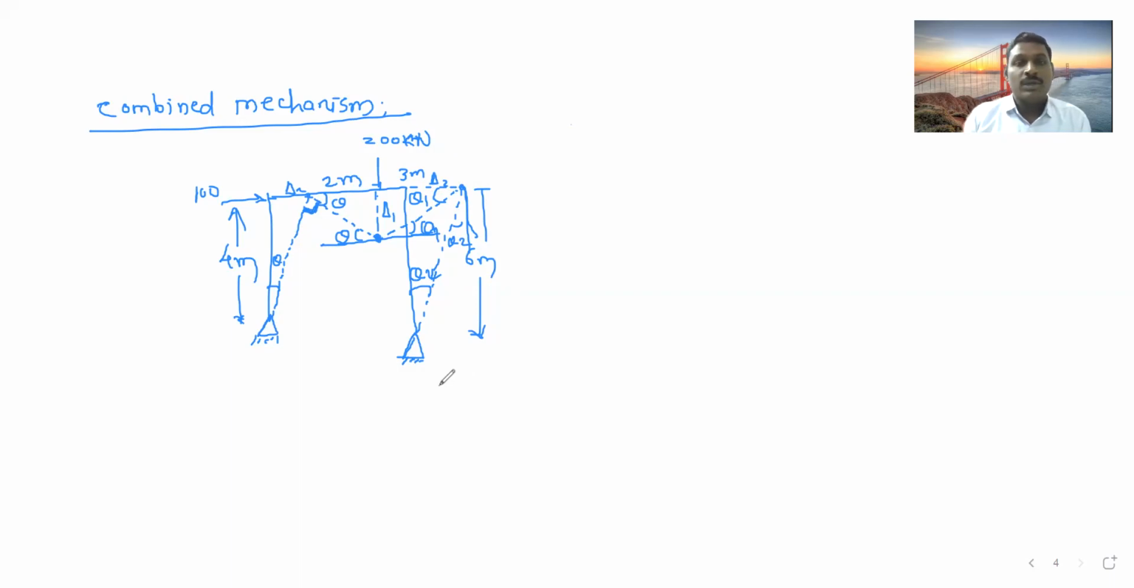Okay. So now the very important part is the moment, where the moment will be generated. Please concentrate. In the combined mechanism, at this point B, this angle will be 90 degrees. So due to this 90 degree angle, the moment will be neglected here. So at this point in the combined mechanism, the moment will be absent.